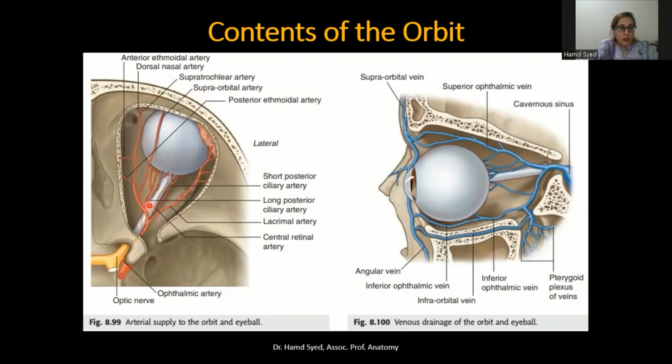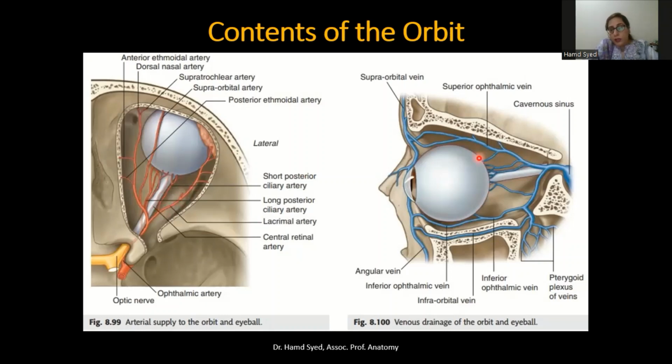You can see over here, this is the central artery of the retina, which travels with the optic nerve to the eyeball, and its branches can be visualized with the ophthalmoscope. The other branches given off by the ophthalmic artery are, you can see, the supraorbital and the supratrochlear, anterior and posterior ethmoidal, as well as the short and long posterior ciliary branches and the lacrimal artery.